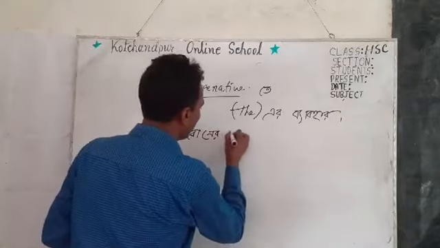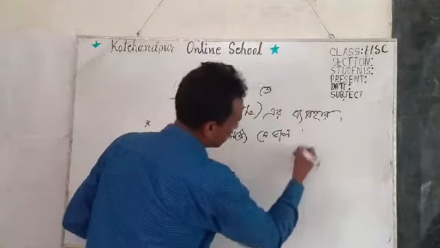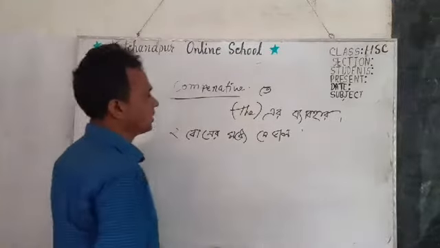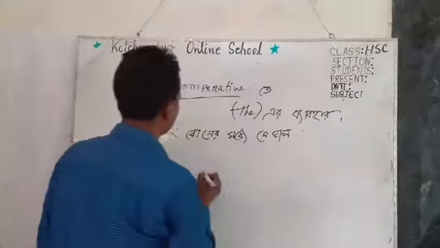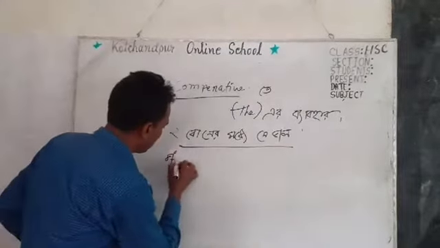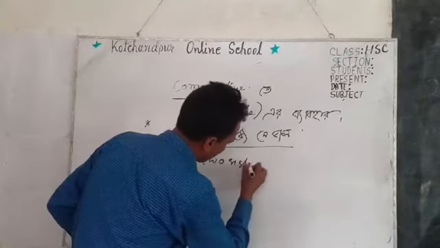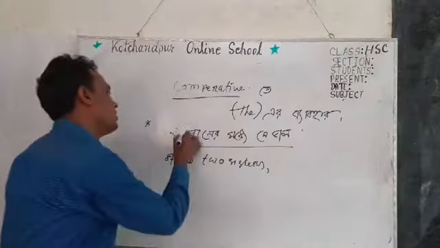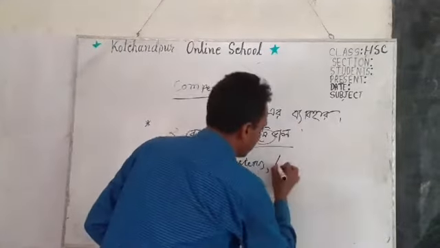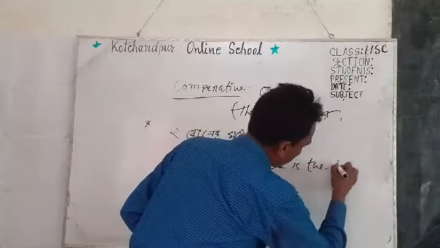দুই বোনের মধ্যে সে ভালো. What will the translation be? দুই বোনের মধ্যে সে ভালো. Yeah, you have to note it, please. Of the two sisters, সে ভালো. She is the better.